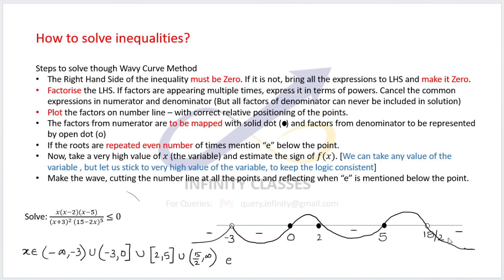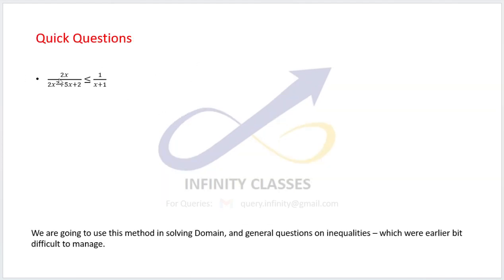And the wavy curve method takes care of this piece also. That's why we can write the entire expression. So these are the values of x for which this expression will come out to be less than or equal to 0. Very quickly, going through these kinds of questions also, I've taken up some questions here. So let's see how to solve this.